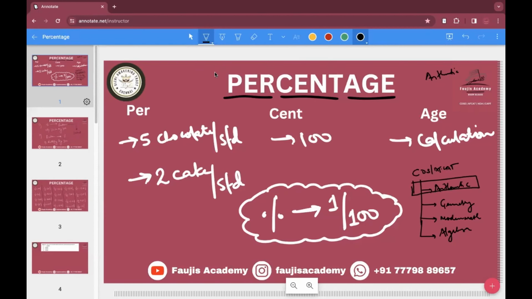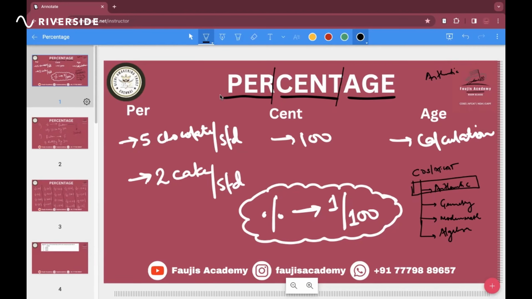So let's start with percentage. What exactly is percentage? It's a combination of three different parts, letters, phrase, or whatever you want to call it. It's per, cent, and age. Per means what?